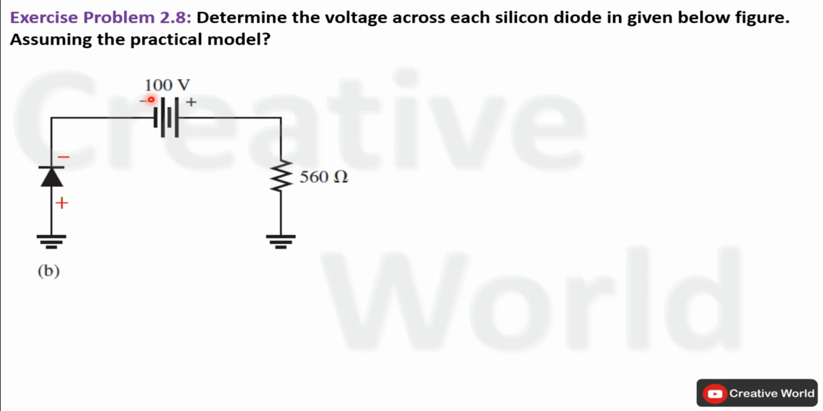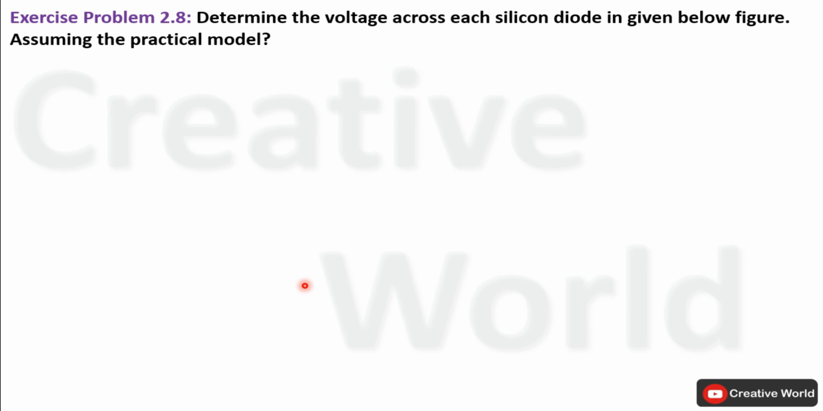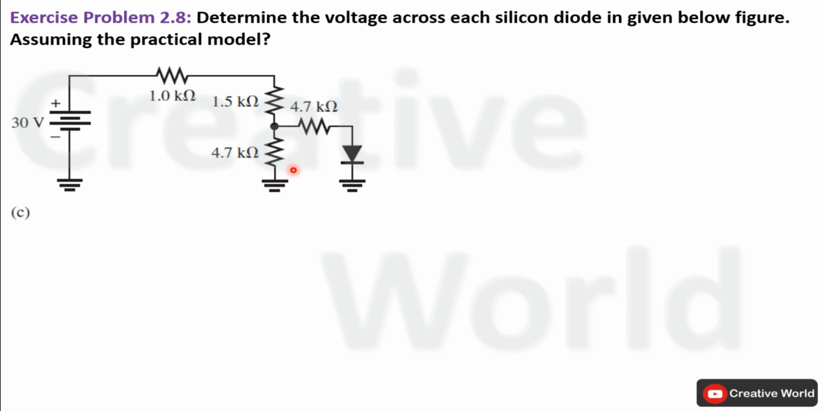And we also know that in case of a silicon practical diode, if it is forward biased, it will have 0.7 volt across its terminals. So the voltage across this diode in this configuration will be equal to 0.7 volt. Move to the next configuration. In this configuration, a diode and resistance are connected across a voltage divider network.